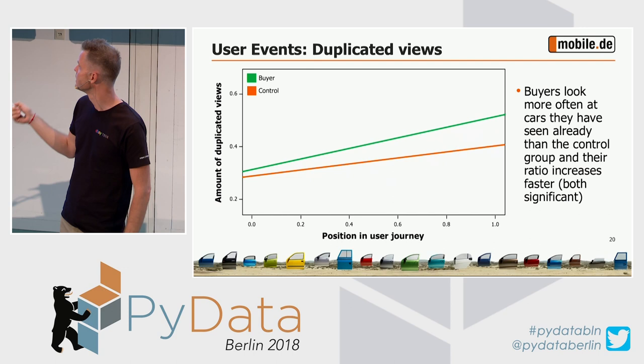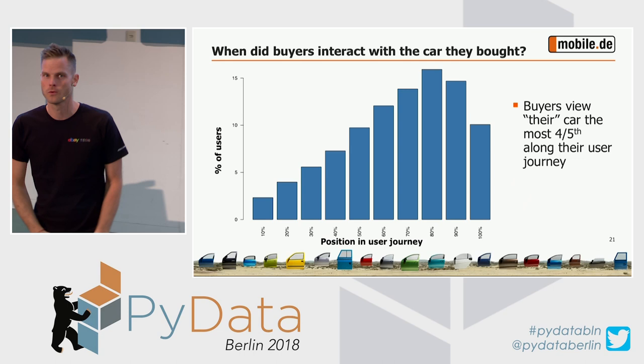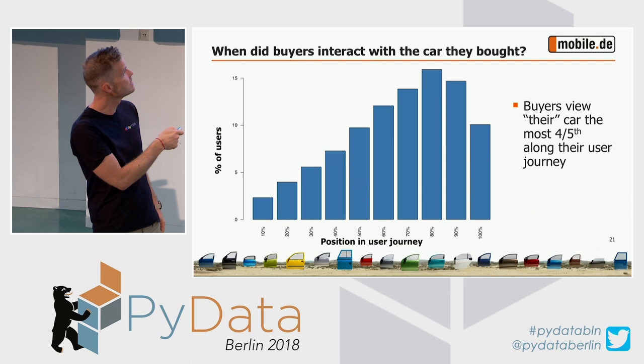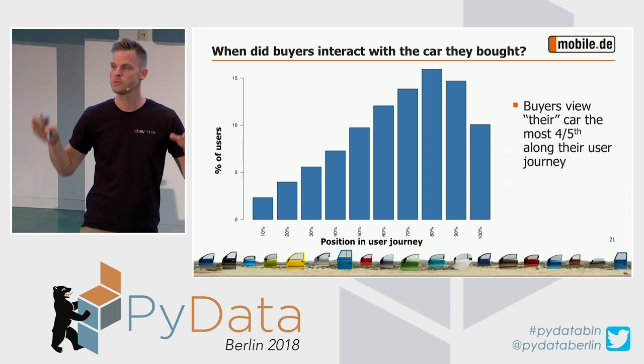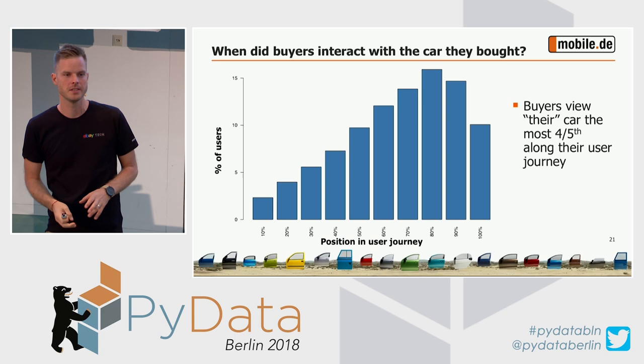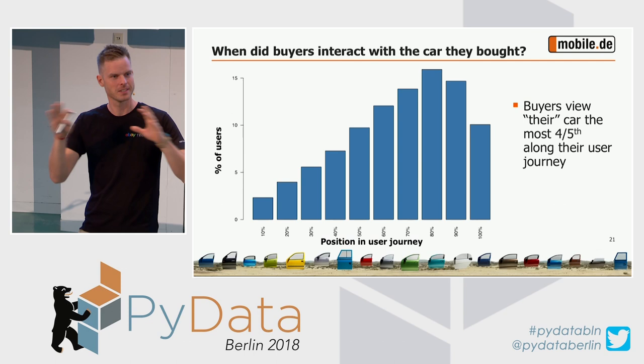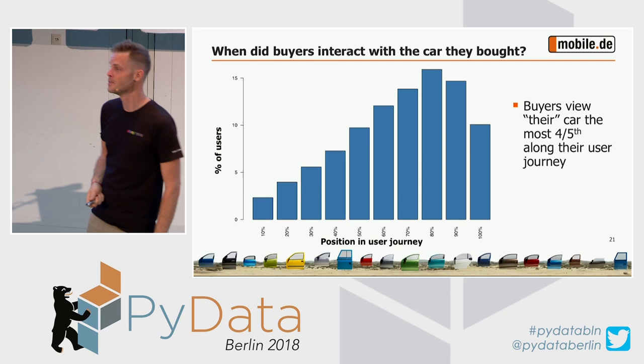And then the question I found interesting, when do people actually interact with the car they're going to buy in the end? And what you see is that around 70-80% into your car journey, this is where you interact the most with the car you bought in the end. And in the end, it goes down again. The best explanation for this is that people just before they buy a car are like, maybe I get the wrong one. So you start a broader search again, but then often come back to the car you already made the decision for. This kind of analysis was very promising to us.